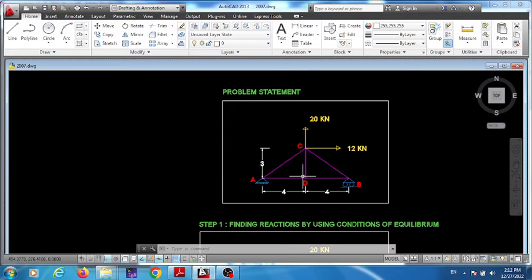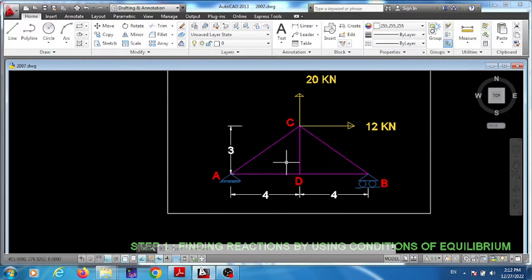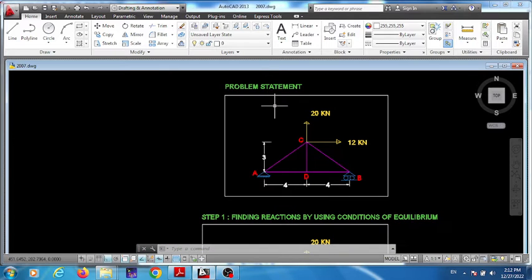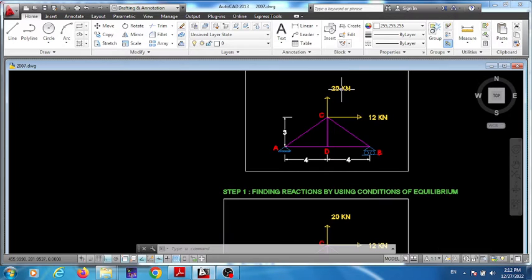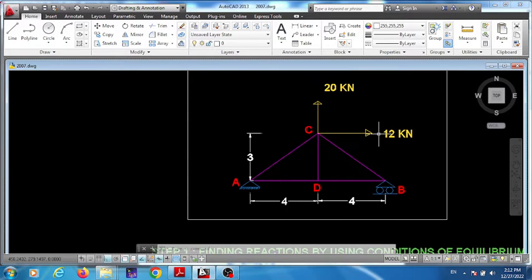So the same problem I have formulated, or you can say drawn, in the AutoCAD. Okay, so here you can see the same problem I have drawn. At joint A there is a hinge support, at B there is roller support. There are 2 point loads, 20 kilonewton and 12 kilonewtons. In total there are 5 members: AC, AD, CD, CB and BD, and the distances are 4 meter and 3 meter.